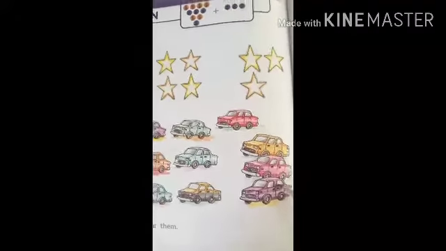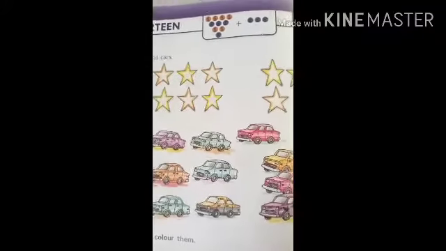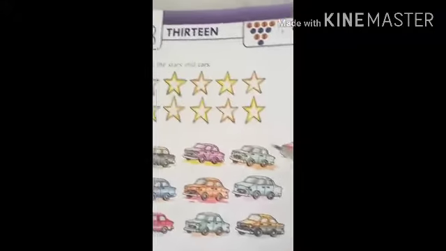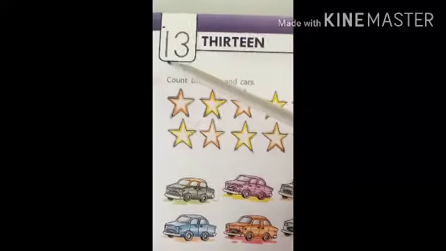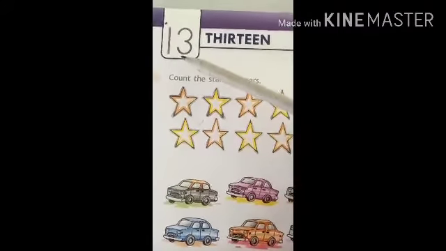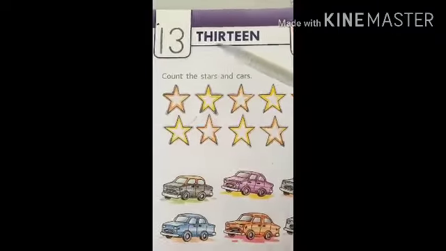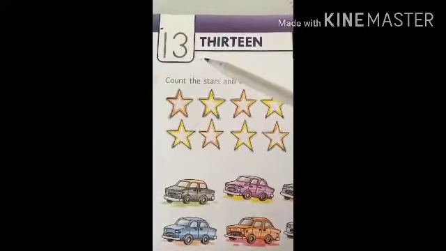1, 2, 3, 4, 5, 6, 7, 8, 9, 10, 11, 12, and 13. There are 13 cars. So students, the number 13 is 1, 3, 13. Today we will learn spelling of number 13.